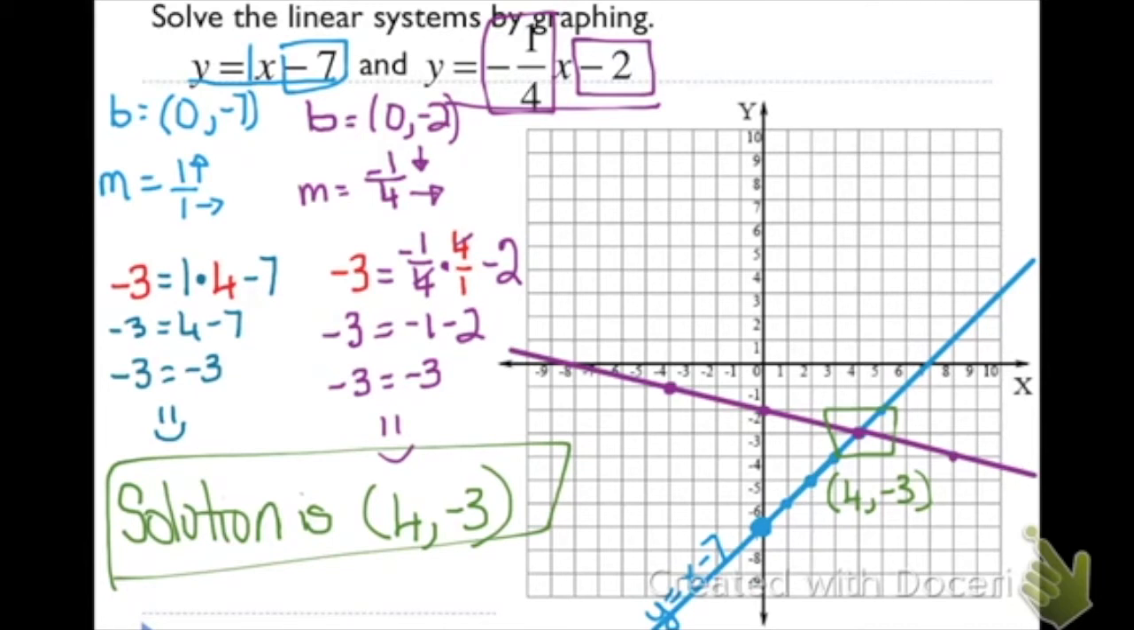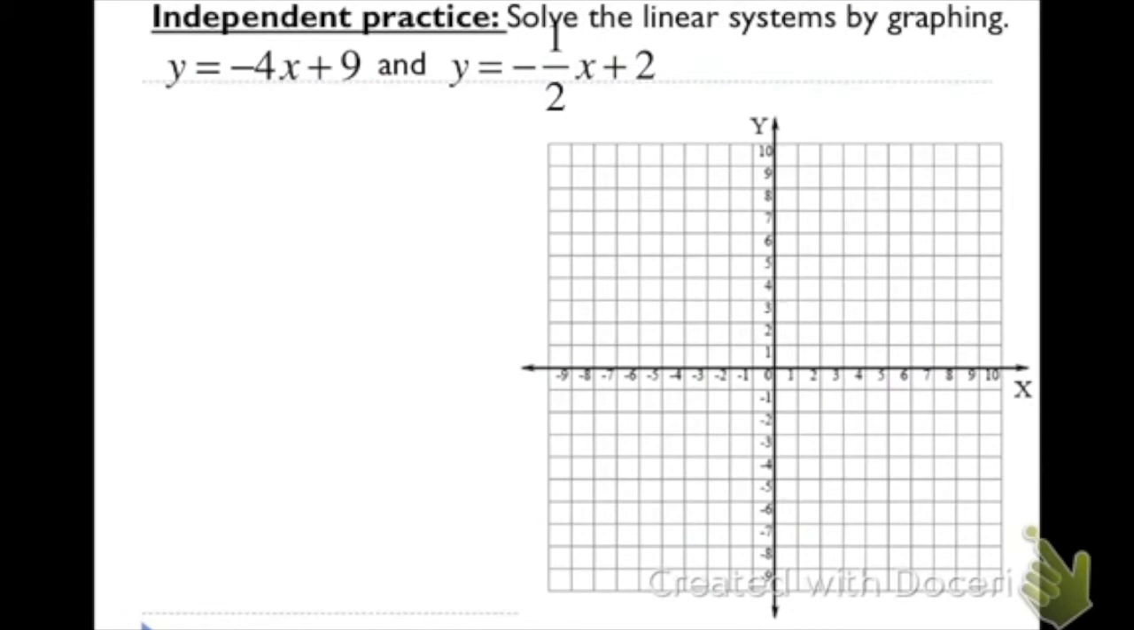This is what I want you to do on the next slide. I want you to graph both equations, tell me what you think the solution is, and then check it using algebra. All right, so on the next one, I want you to graph y equals negative 4x plus 9 and y equals negative 1/2 x plus 2, and tell me what the solution is after you have checked it using algebra. Please pause your video and do that now.